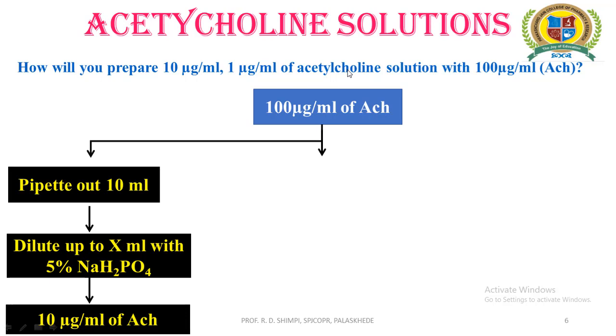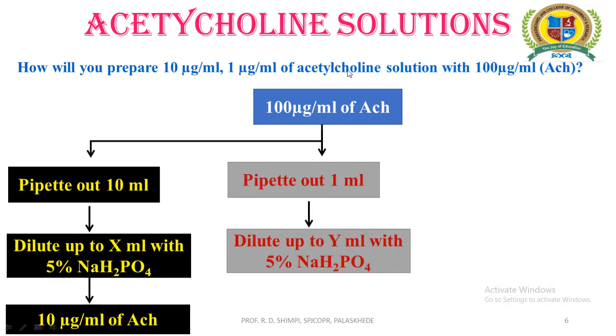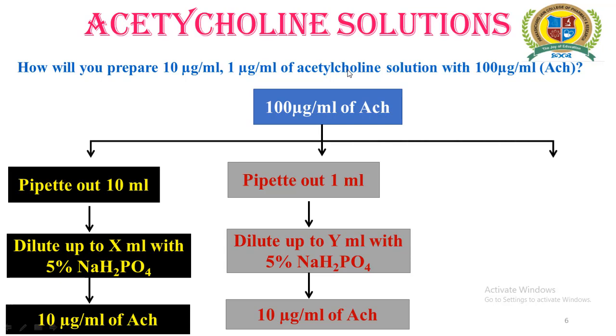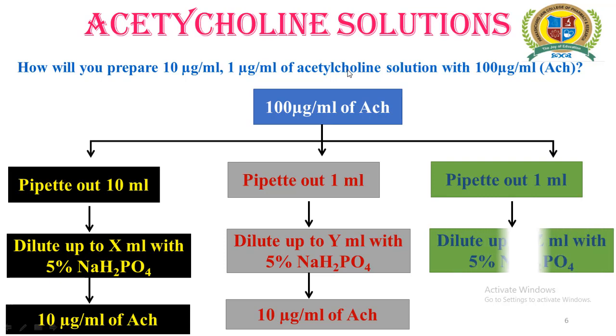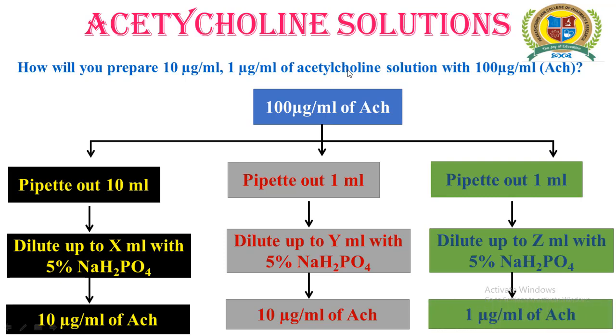In the second case, let us assume that we pipette out 1 ml and dilute it up to a certain volume, considered as y ml of 5% NaH2PO4, to produce 10 microgram per ml of acetylcholine solution. Again, in the third case, let us pipette out 1 ml and find out the exact volume to which it has to be diluted, considered as z ml, so that it will produce 1 microgram per ml of acetylcholine solution.